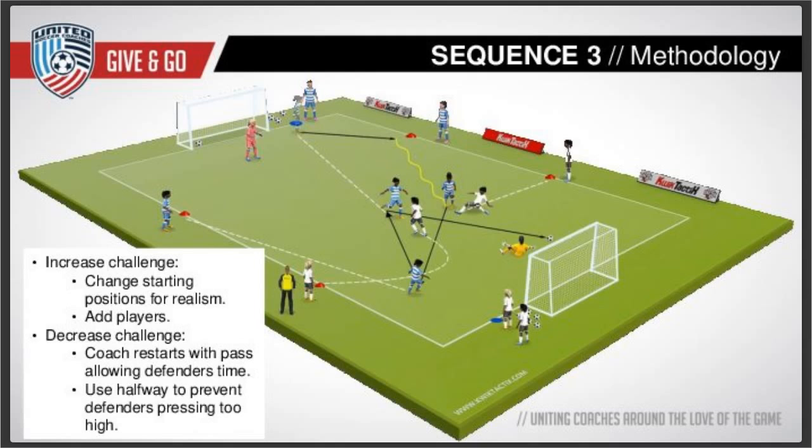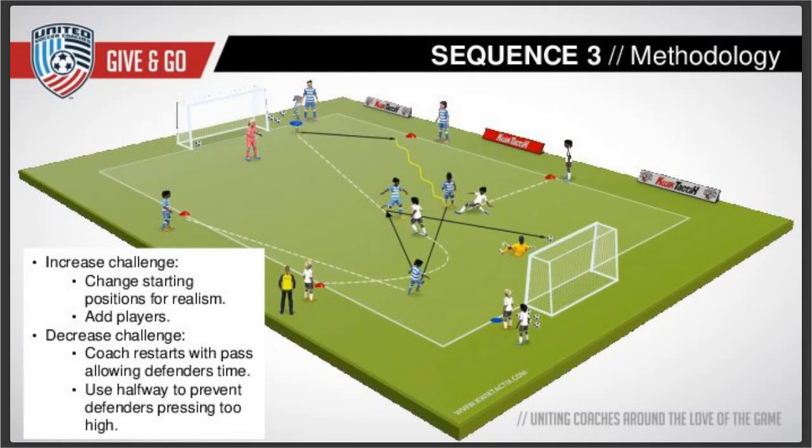To decrease the challenge, you can look at restarting the ball from the coach instead of from the end line. So instead of this player immediately passing the ball in once the attack of the whites is over, the coach can now pass the ball in to the keeper. And that will slow the attack and give the defense more time to organize.